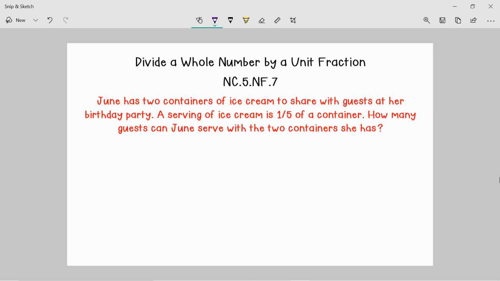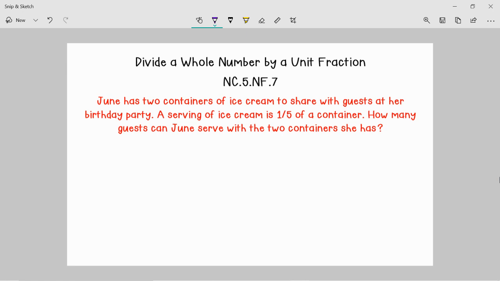In this video, we will look at dividing a whole number by a unit fraction. This standard is the first time that students are dividing with fractions. In fourth grade, students divided whole numbers and multiplied a whole number by a fraction. Students are, however, familiar with the concept of a unit fraction from their work in fourth grade. A unit fraction is a fraction that has 1 as the numerator.